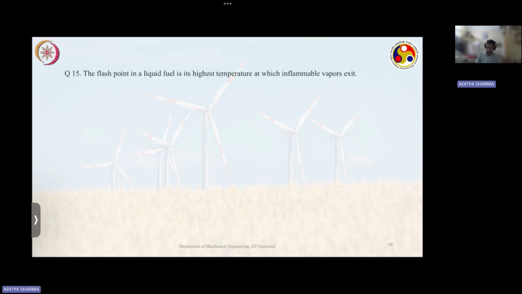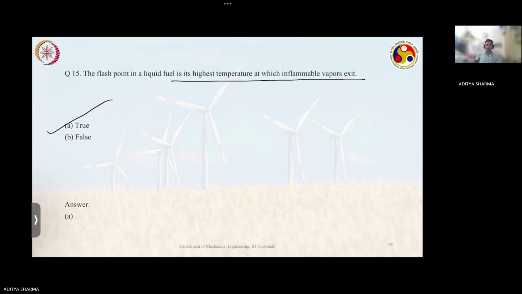Then next question is, so this is correct, right? That maximum temperature at which inflammable vapors exist. After this temperature, we will see flames. Okay, so A option is correct. So we have seen what flash point is, okay, for liquid fuels.